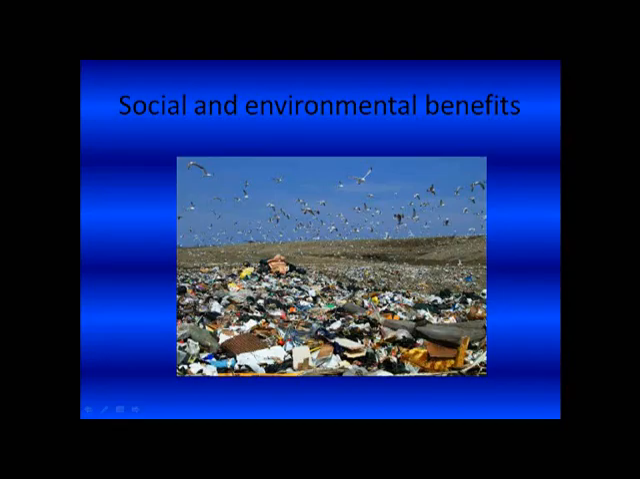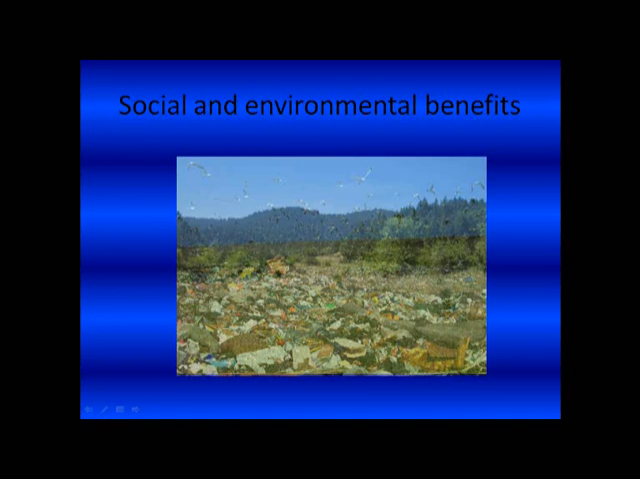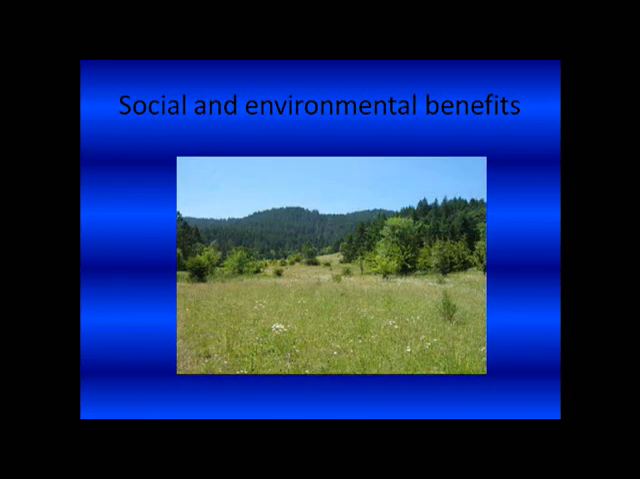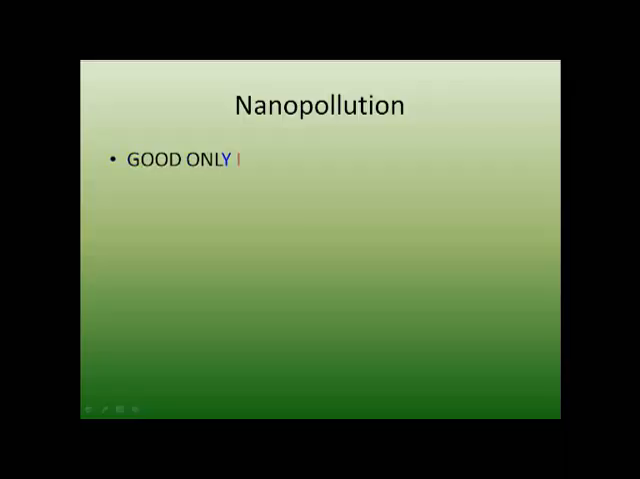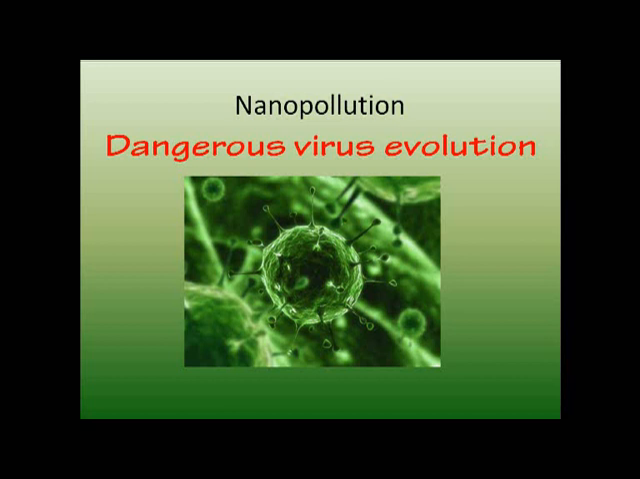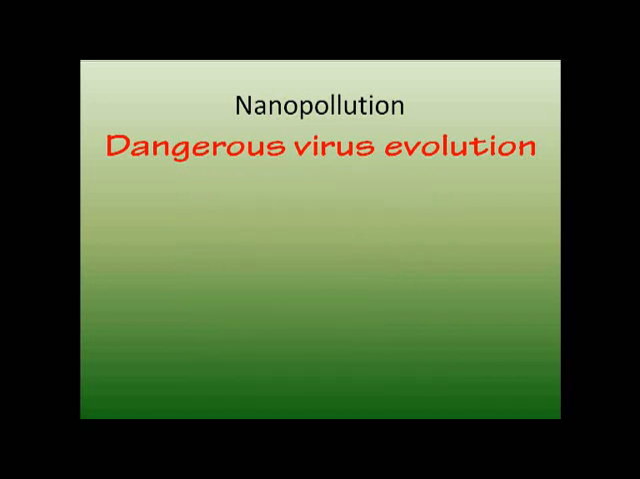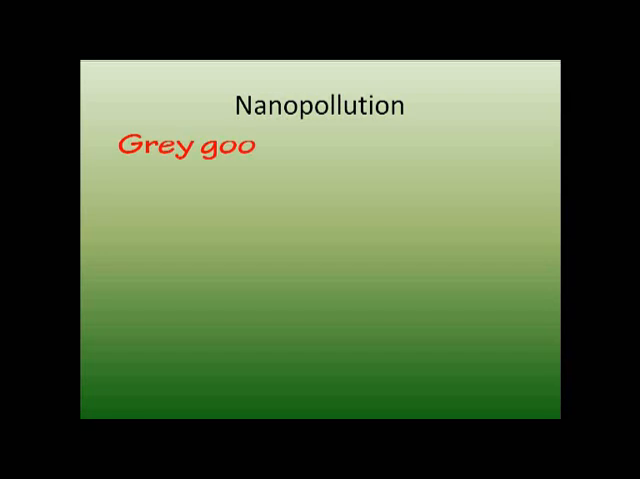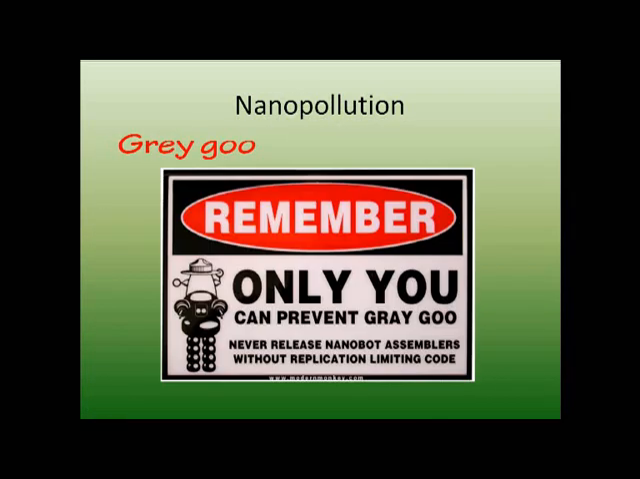We can also engineer bacteria capable of breaking down garbage. This will greatly benefit the environment. Viruses can be used in medicine to treat diseases with DNA, but they are good only if they are controlled. If scientists lose control of them, they can evolve into a more dangerous species, which can cause real diseases. If scientists lose control of nanobots, they can cause nanopollution, which can eventually turn into gray goo.